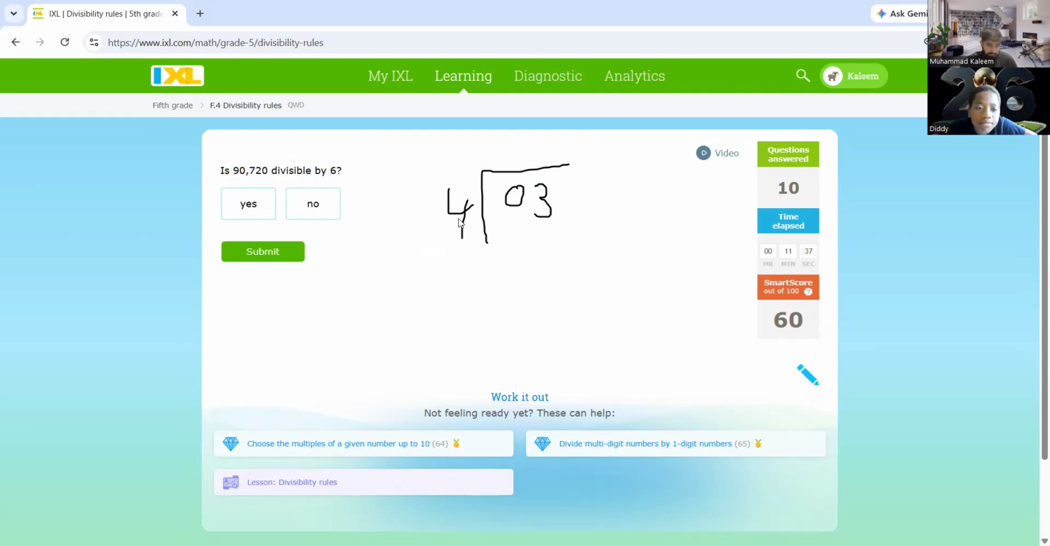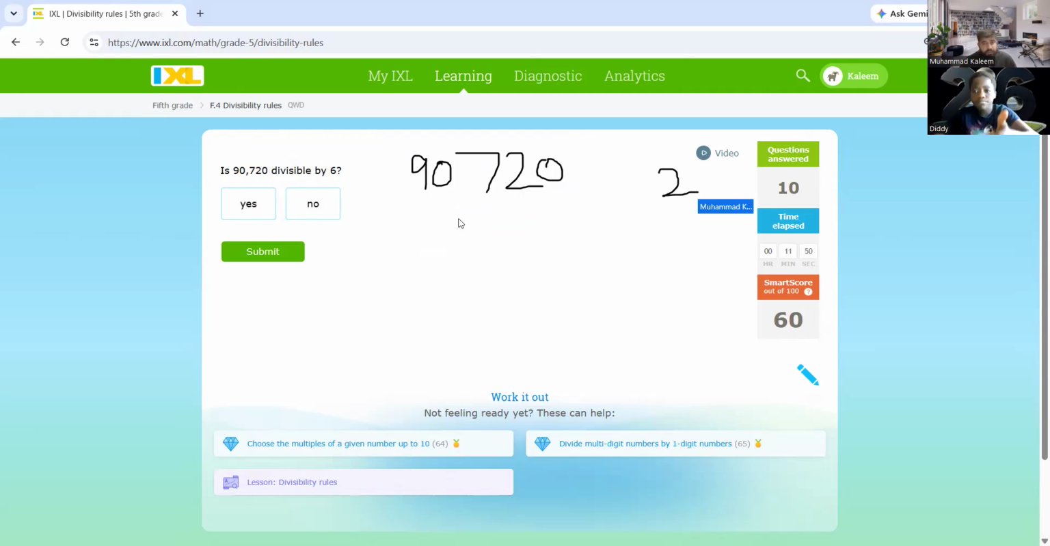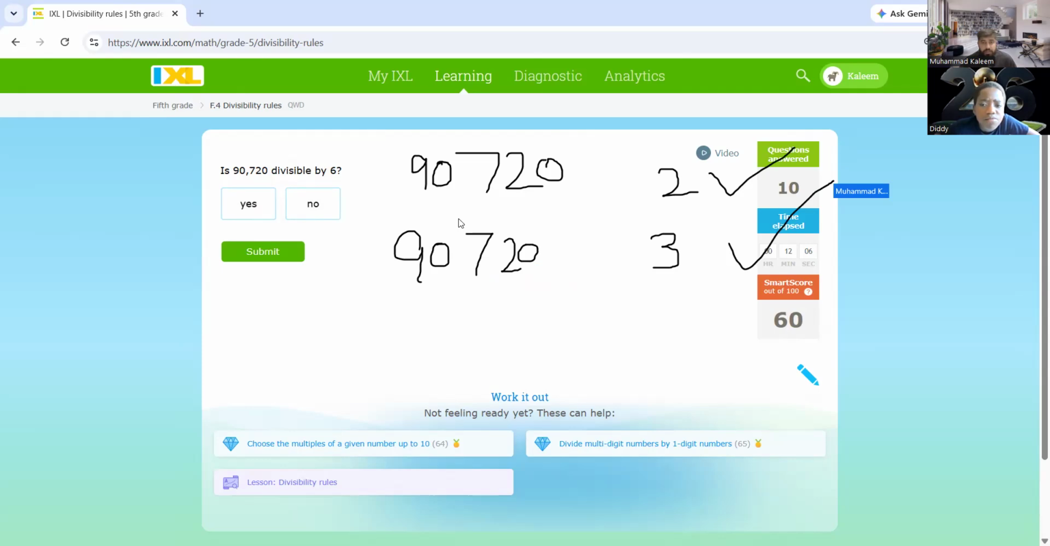Now let's implement the rule for 6. How can we check? We have 90,720. Is this divisible by 2? Yes. Is this divisible by 3? Do we have to do the long division for testing the divisibility by 3? No, there is no need to do the long division. Yes, it is. 9 plus 9 is 18.